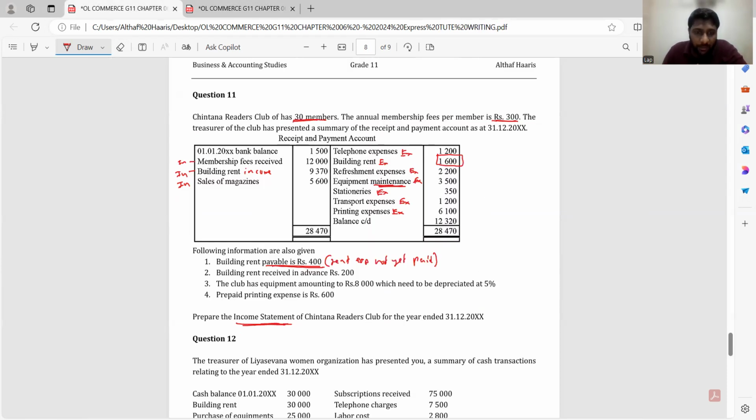Next one. Building rent received in advance. So we received 9,370. Out of that, 200 is for the next year because it is received in advance. We have received early. From 9,370, 200 is for the next year. So for this year, relevant only how much? 9,170.